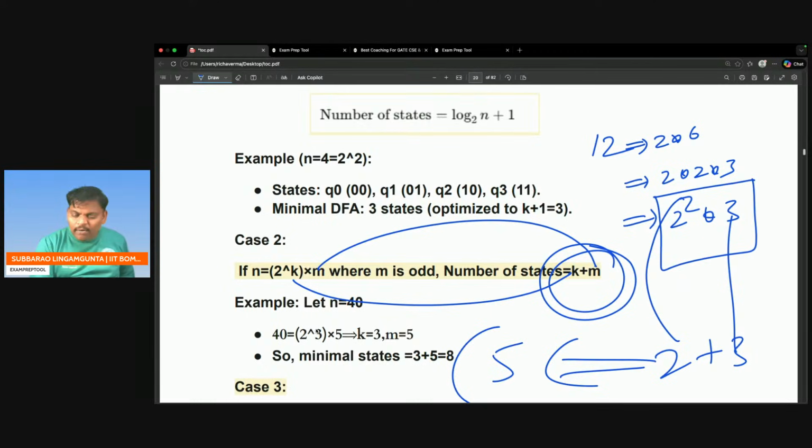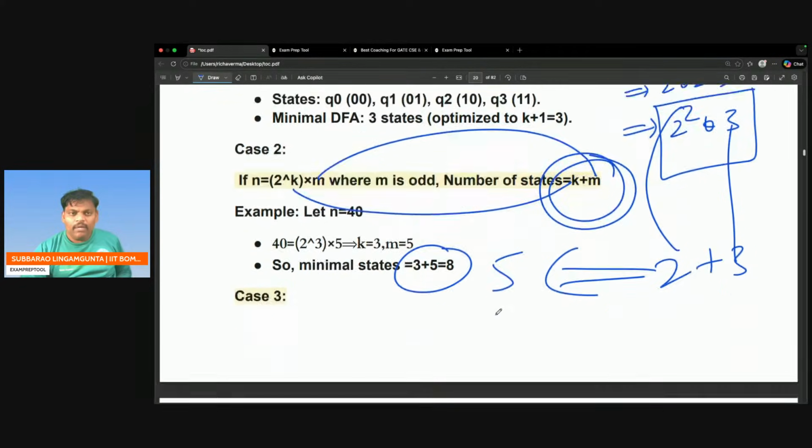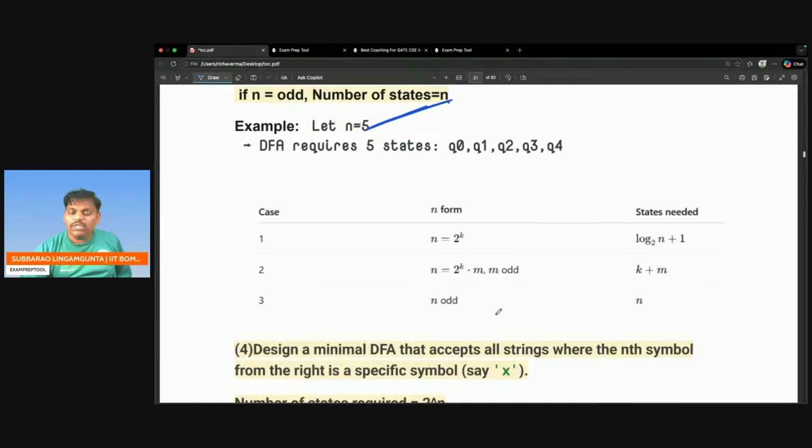So 40 can be written as 2 cube into 5. So it is a 3, it is a 5. 3 and 5, how much? 8 is there. I am not saying anything new here. Whatever you know, I am reading once.